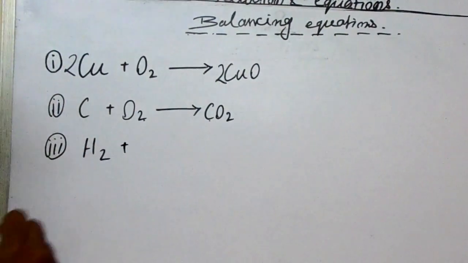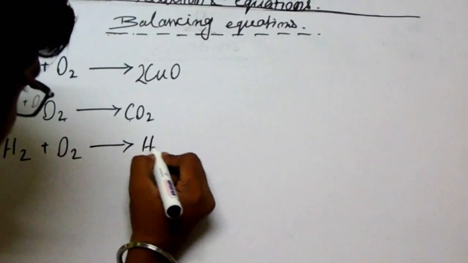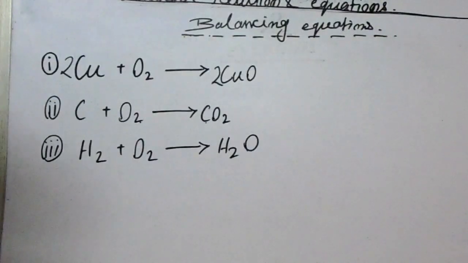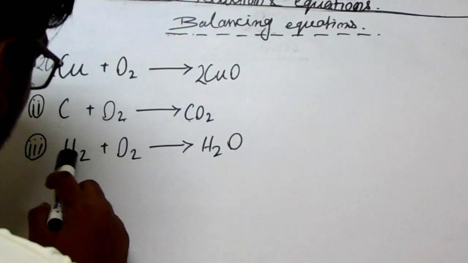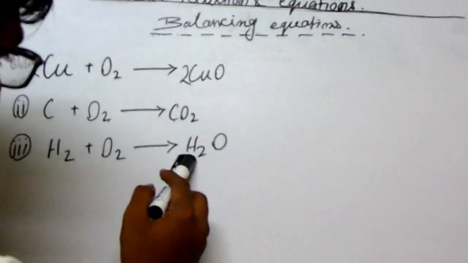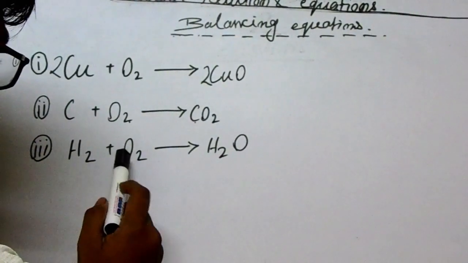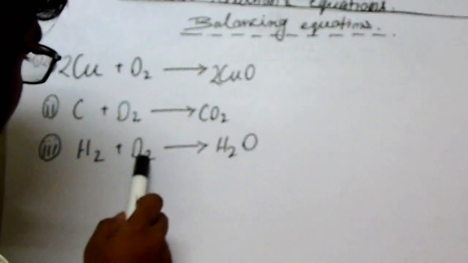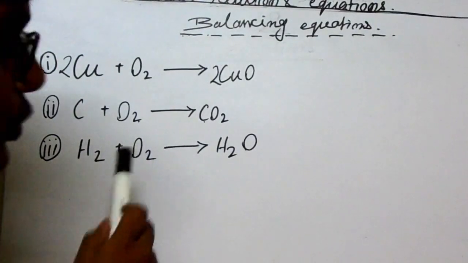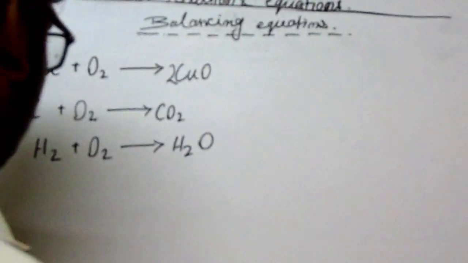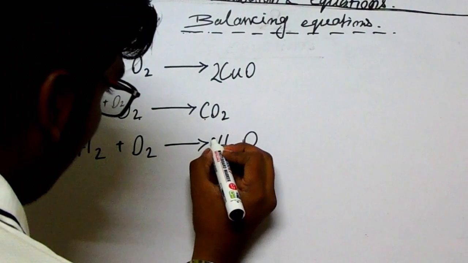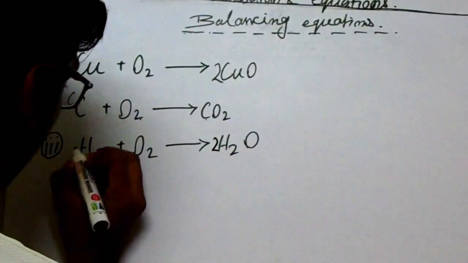Hydrogen, that is H2 plus O2 equals H2O. Is it balanced? No, it is not balanced. In the reactant side hydrogen is 2, in the product side it is also 2. But in the oxygen, in the product side it is 1, but in the reactant side it is 2. It is not balanced. So we have to just simply write another 2 over here.